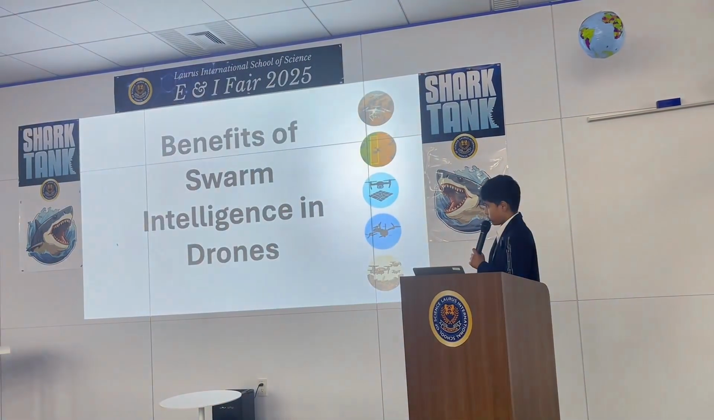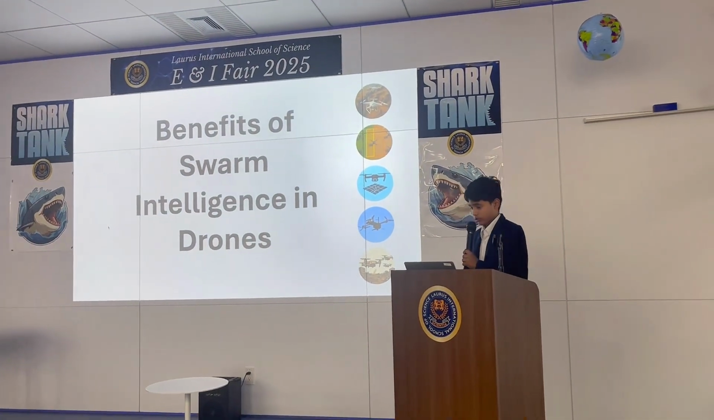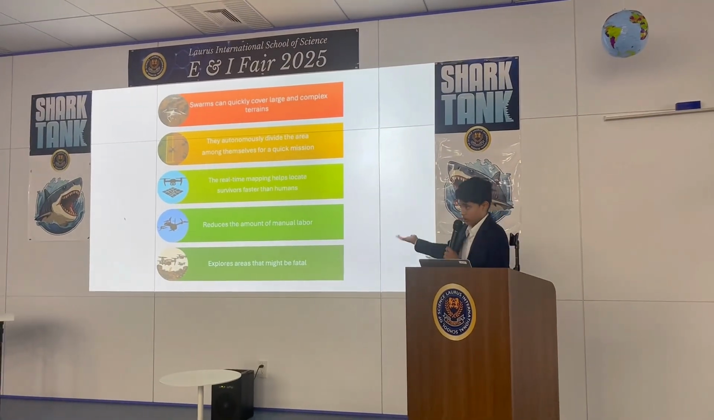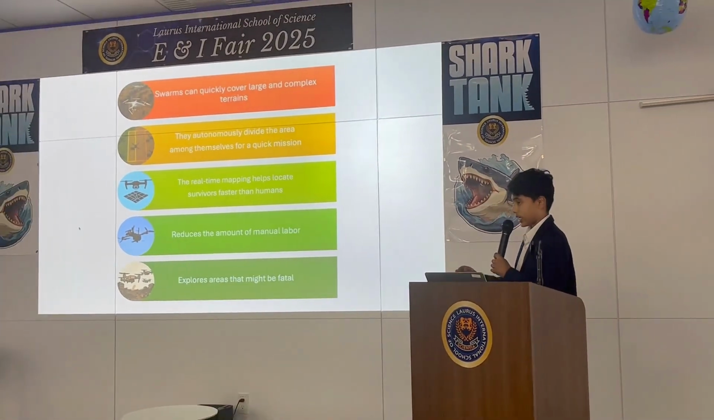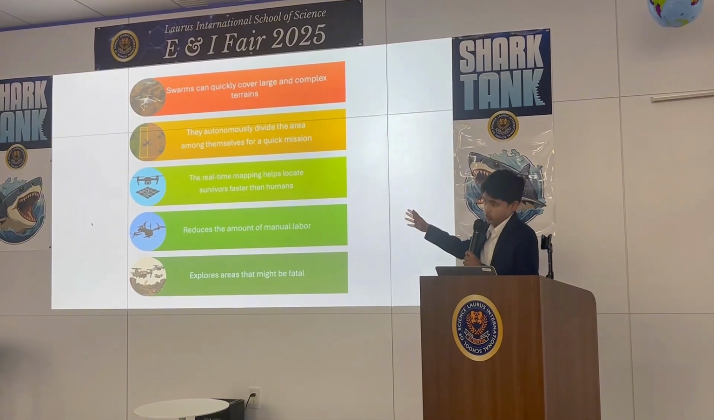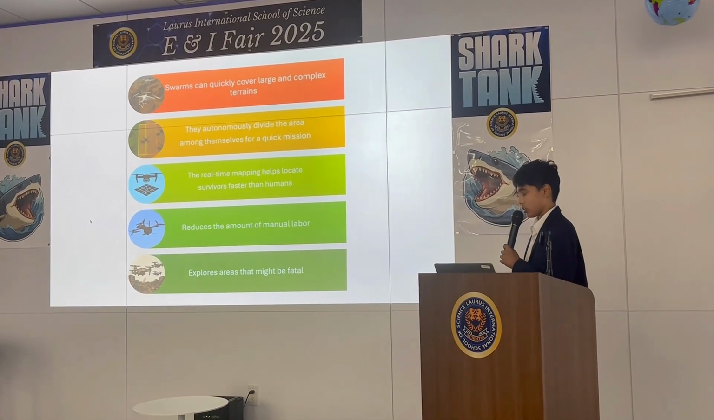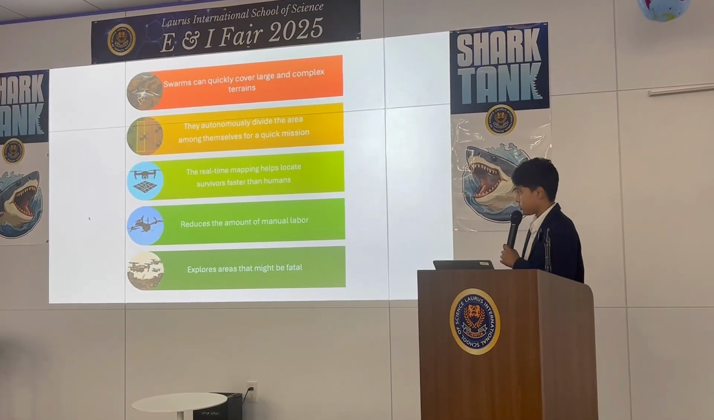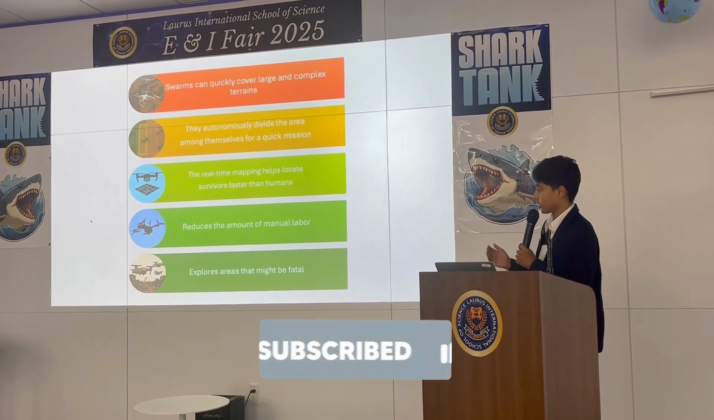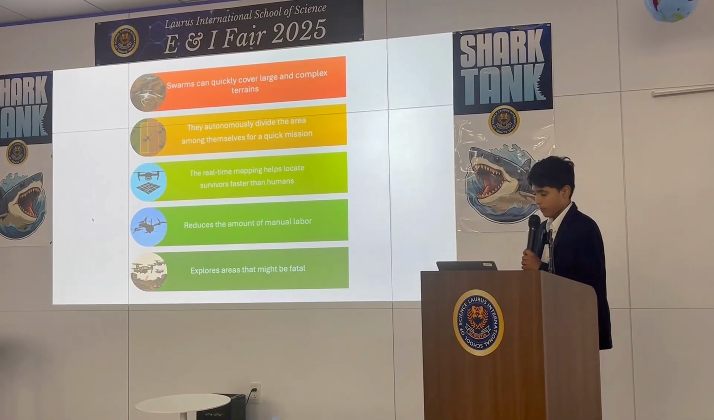Now let's continue to the benefits of swarm intelligence in drones. Now swarms can quickly cover large uncomplex terrains. They can divide the area among themselves for quick mission. The real-time mapping helps locate survivors faster than humans. It reduces the amount of manual labor, and it explores areas that might be fatal.